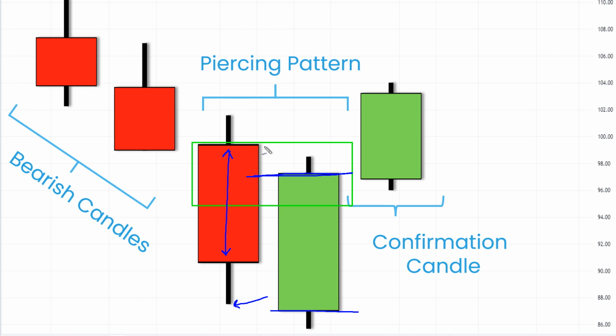So let's review. We need to see the open of the green candle be below the red candle's low, and we want to see the close of the green candle be somewhere between, I'll just highlight the box that I drew, the midpoint of the red body and the open of the red body. Right? That's a lot to swallow, but that's what Bulkowski's looking for, and that's what this pattern is.